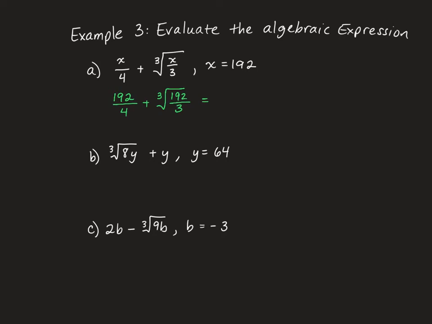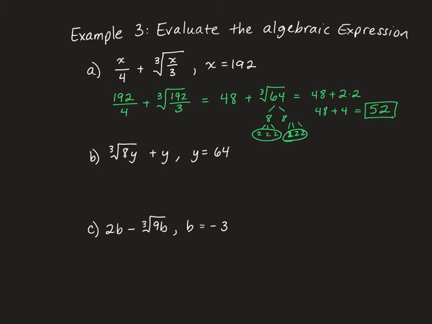192 divided by 4 is 48. And 192 divided by 3 is 64. So this is 48 plus the third root of 64. 64 breaks down into 8 times 8, and 8 is 3 2's on both of these. So I have one group of 2's, another group of 2's, so that means this is equal to 48 plus 2 times 2, or 48 plus 4, which is 52. So the answer for letter A is 52.